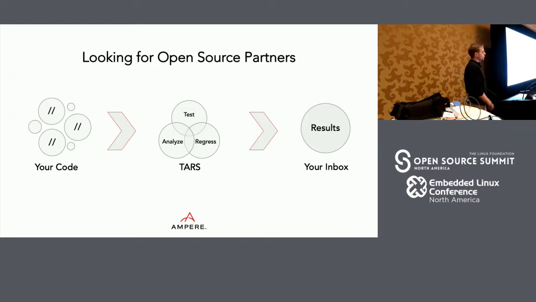It could be a PDF file, or it could be a set of raw data in CSVs. So we're very open to open source partnerships, and we think that it's a valuable step to making the software ecosystem stronger, especially in the ARM space, which may not be fully mature yet. And that's one of our priorities.